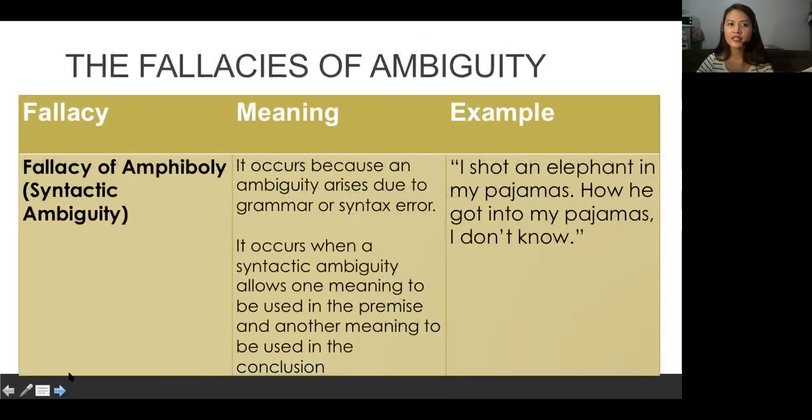Next is fallacy of ambiguity, syntactic ambiguity. So it occurs because ambiguity arises due to grammar or syntax error. It occurs when syntactic ambiguity allows one meaning to be used in premise and another meaning to be used in conclusion. Okay? Here, I shot an elephant in my pajamas. How he got into my pajamas, I don't know. Ang gulo, di ba? So, ayan.